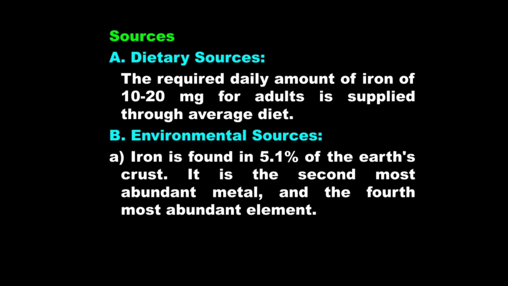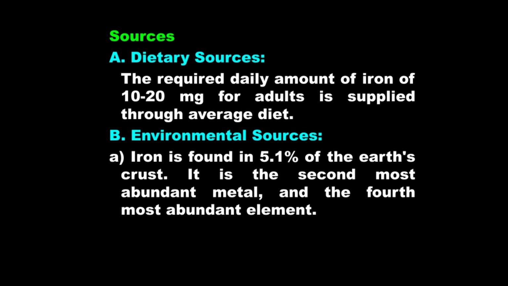Environmental sources, important to remember, iron is found in 5.1% of the Earth's crust and happens to be the second most abundant metal and the fourth most abundant element, which raises the question as to which is the most abundant metal in the Earth's crust. This is a kind of general knowledge question. The answer is actually aluminium. But when you talk of element, it is oxygen, which is number 1, followed by silicon, number 2, followed by aluminium, number 3, followed by iron, number 4. So that's a bit of general knowledge for you.